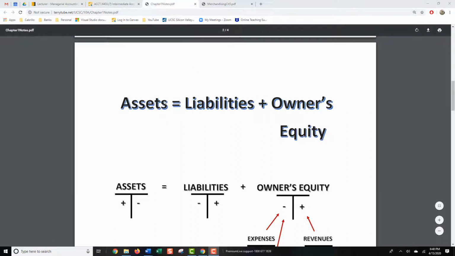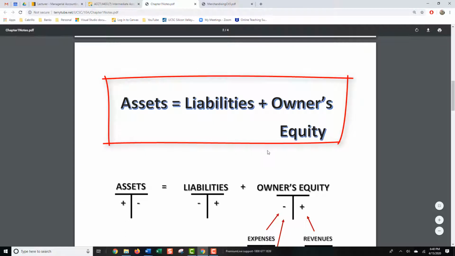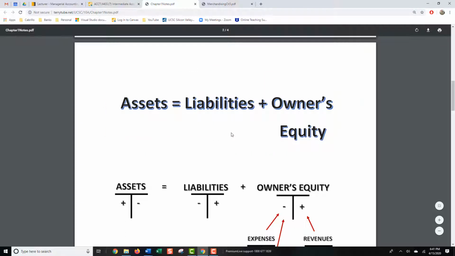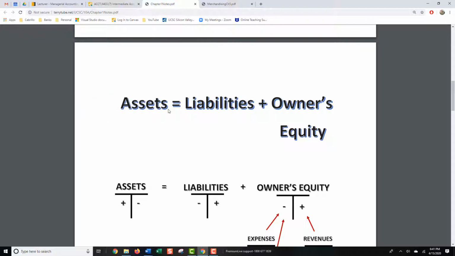we're going to do Chapter 13, but before we do, we're going to start out with some very basics. And the first basic is the accounting equation, which is assets equals liabilities plus owner's equity. So assets are resources used to generate net income in the future. That's the first thing to remember. That's all the assets or all the resources that a company owns.